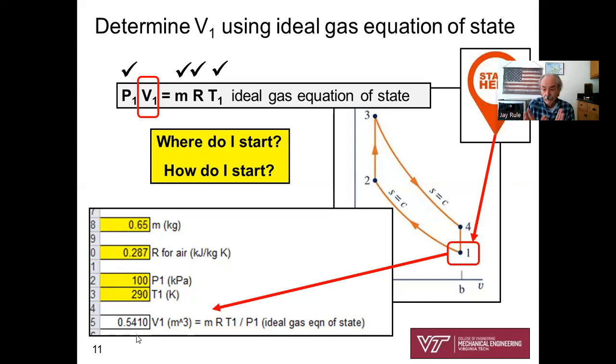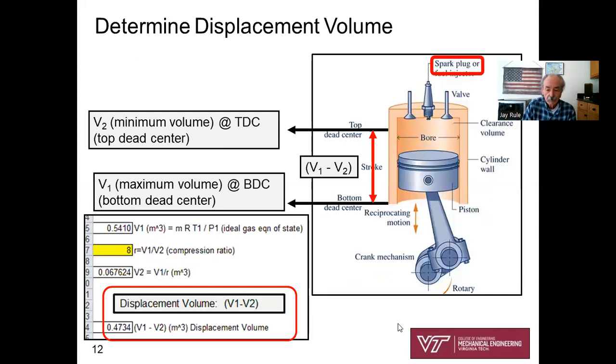At least we've started. Now, what logically will be next? Well, we've got to do a cycle analysis, so logically it makes sense to start by analyzing 1 to 2, and then 2 to 3, and then 3 to 4. That's what makes sense to do. So the next logical step would be to determine the displacement volume, especially since the compression ratio was given. The compression ratio that was given was 8, and that's simply V1 over V2.